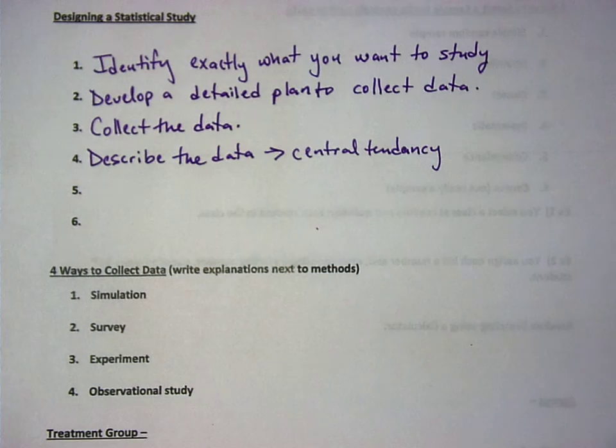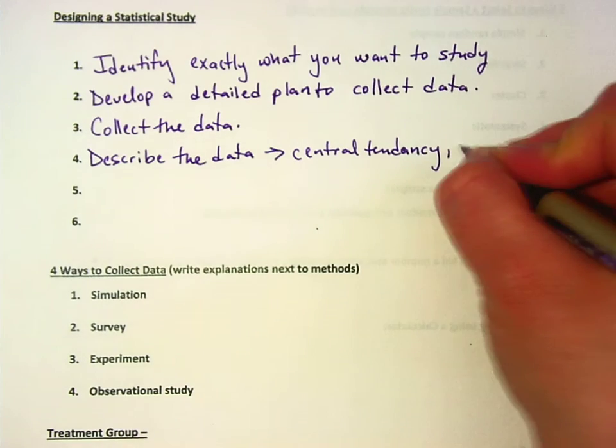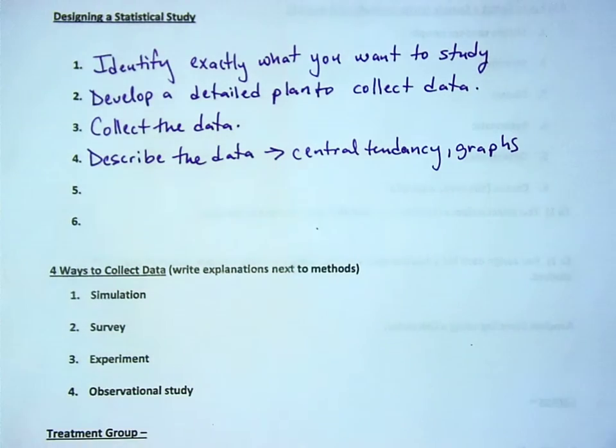Tendency, is that spelled right? What do you think? E? A? I feel like A. All right, central tendency, which is mean, median, mode. Or maybe you want to have some graphs where you can look at trends. You might be able to find standard deviation, that kind of stuff.